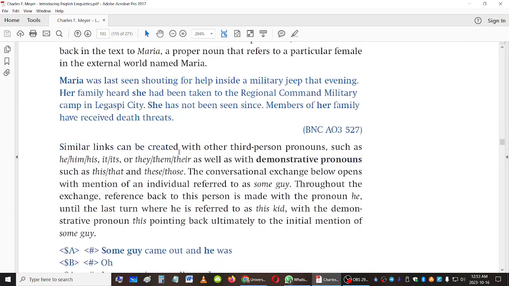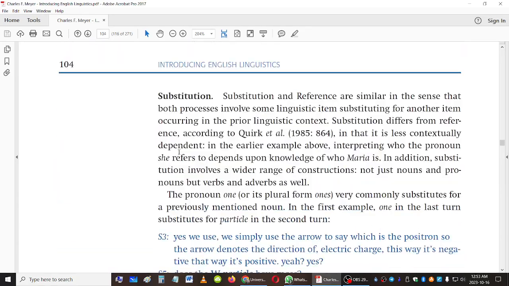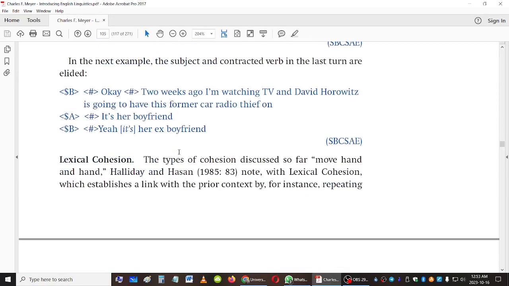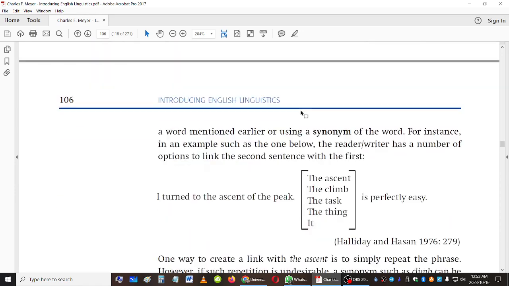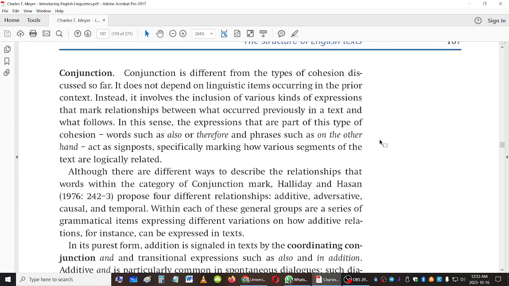So here you have all of these different examples. Please read it thoroughly. Lexical cohesion is more clearly established here. It's a term more used by Michael Halliday and Ruqaiya Hasan, with lexical cohesion which establishes a link with the prior context, for instance, repeating a word mentioned earlier or using a synonym. We've already mentioned this.